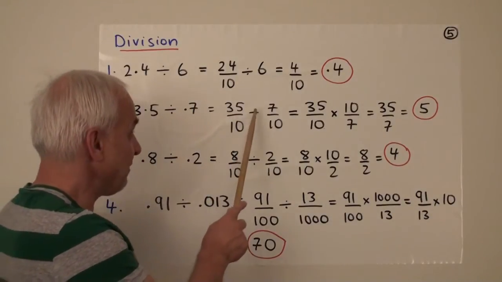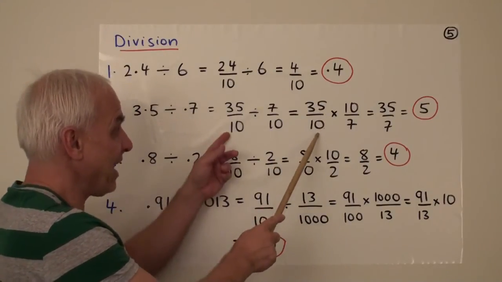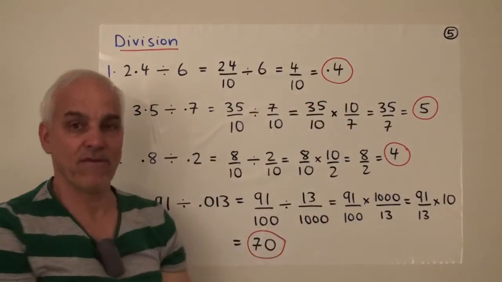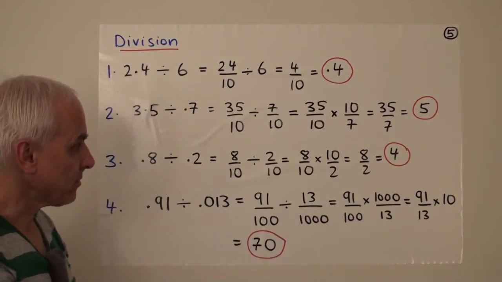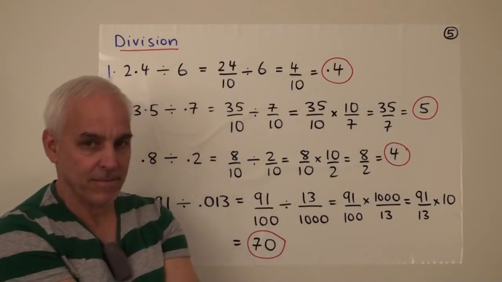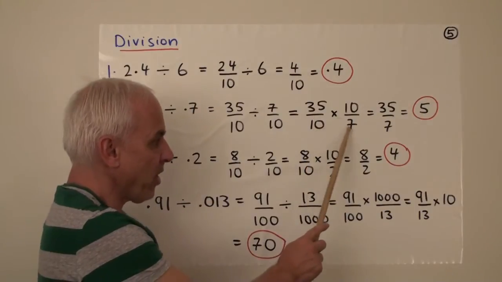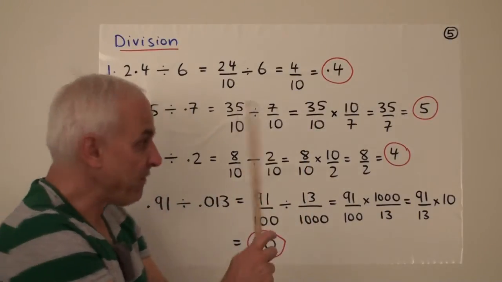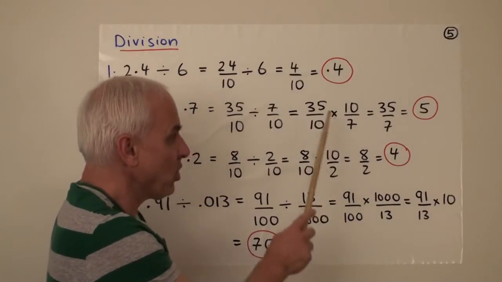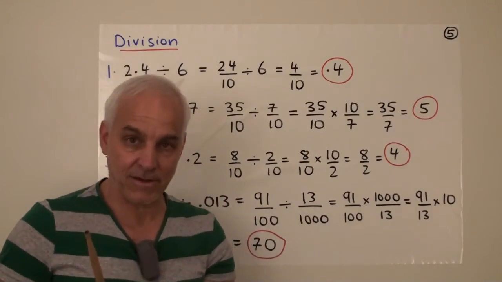35 over 10 divided by 7 over 10 is 35 over 10 times the reciprocal, 10 over 7. Okay, when we multiply these two fractions, it's product of numerators divided by product of denominators. But before we multiply, we should look to see if there are any common factors that we can conveniently cancel.